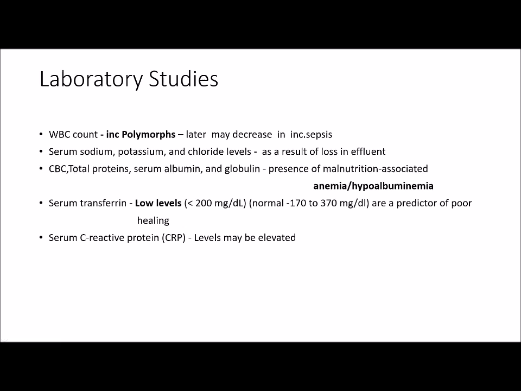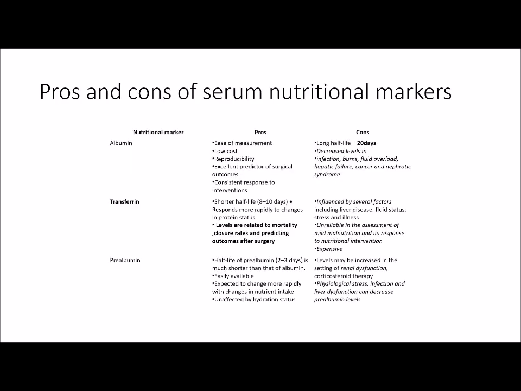But what is perhaps more important and more specific is the serum transferrin level. You know the level is between 170 to 370 milligram percent, and anything less than 200 milligram percent is a low level. And these are basically predictors of poor healing. So the serum transferrin level is probably one of the better markers, I wouldn't say an exact marker, but a better marker of the nutritional status of this patient. Serum C-reactive protein levels may be elevated, but this is not the only instance where it could be elevated. It's not only because of poor nutrition, it could even be raised because of inflammation or sepsis, right?